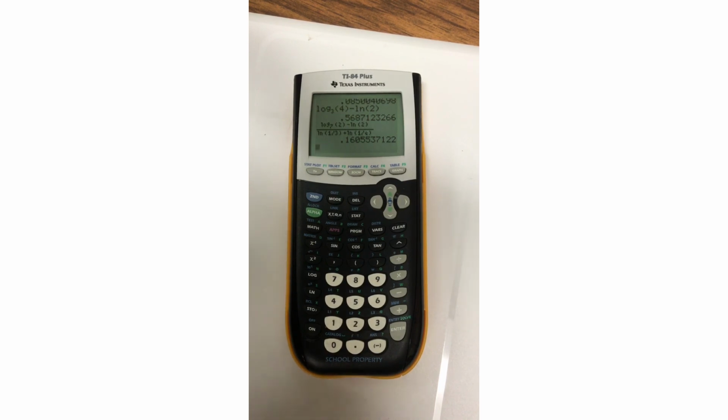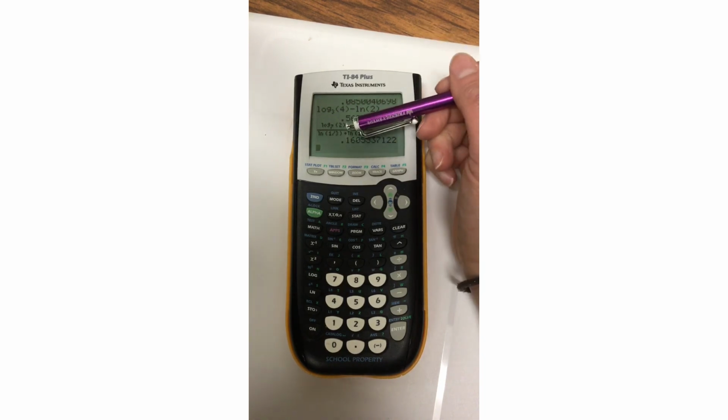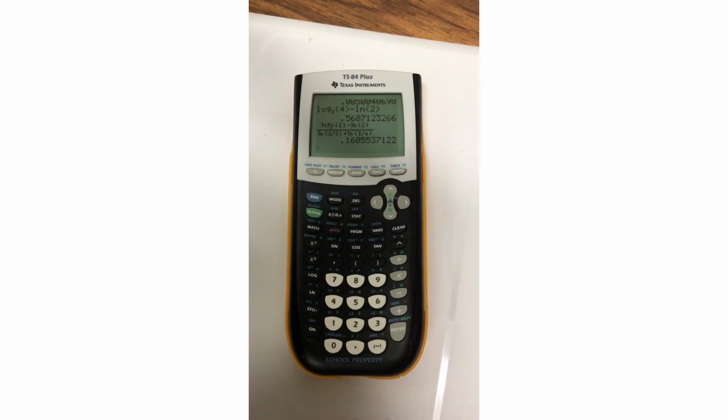Now, if I needed to do this the long way with an older calculator, it's kind of one step at a time. You might need to write down the decimals as you go. And I can show you that. If you have an older calculator and you need help with it, let me know.